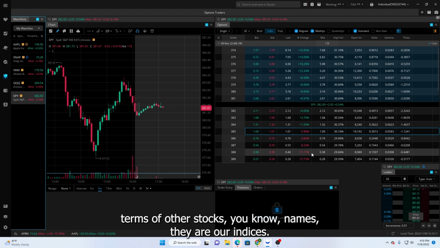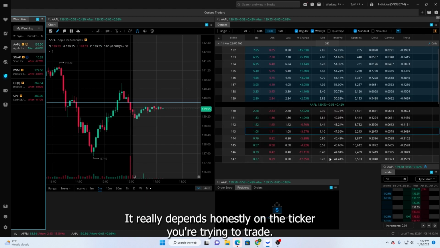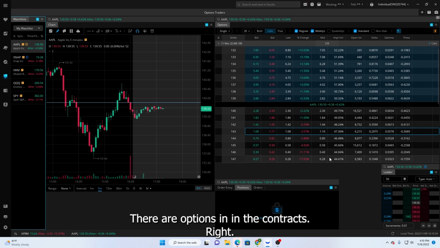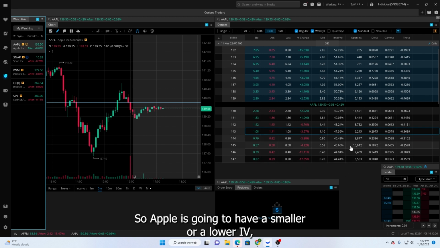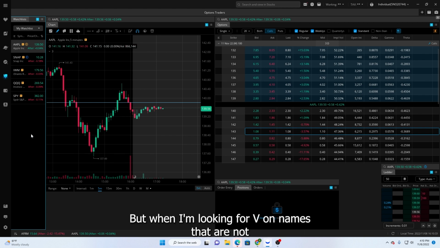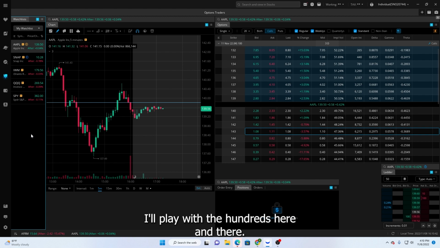But in terms of other stocks, you know, names that aren't our indices, Apple, for example, it really depends, honestly, on the ticker you're trying to trade. Each ticker will have a different personality, as will their options and their contracts, right? So Apple's going to have a lower IV, whereas Snapchat has that higher IV. But when I'm looking for IV on names that are not IWM, QQQ, SPY, those indices, I'm looking for, you know, about 60 to 80%. I'll play with the hundreds here and there. But if that's the case, I'm going to size down.